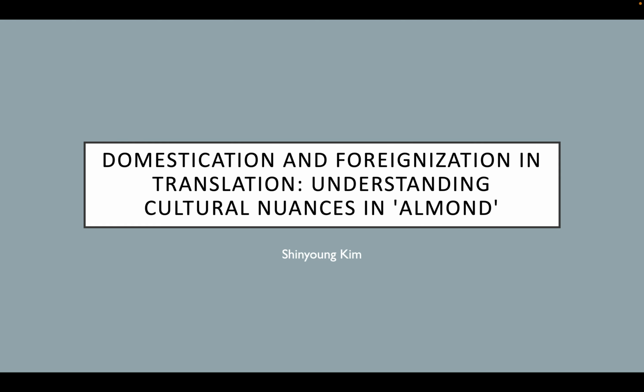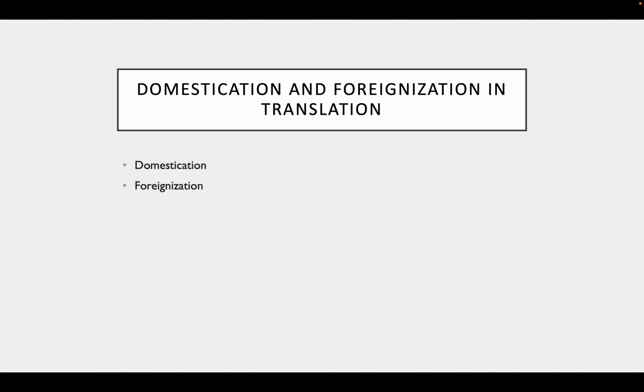Today I'm going to talk about domestication and foreignization in translation, understanding cultural nuances in the book Almond. Welcome everyone. Today I'm diving into the fascinating world of translation theory, focusing on two key strategies, domestication and foreignization. Our case study will be the Korean novel Almond by Son Won-pyung, exploring how these approaches affect the translation from Korean to English. To start, let's define terms.